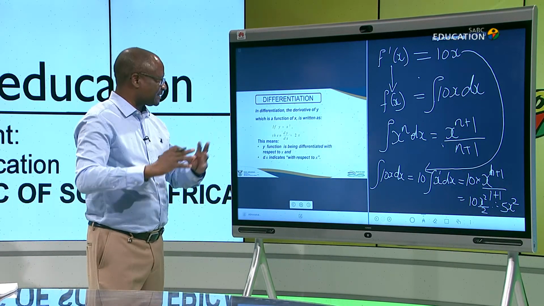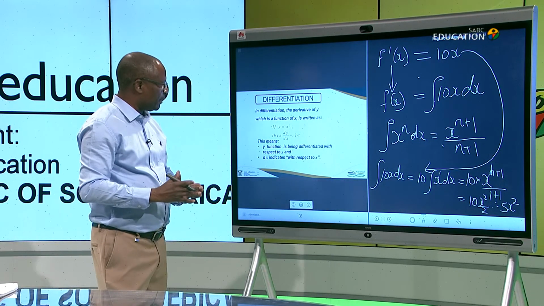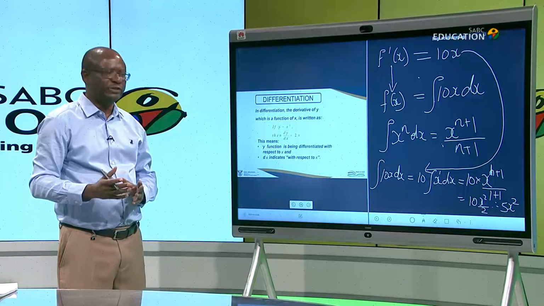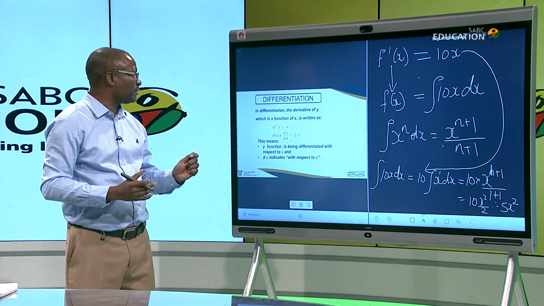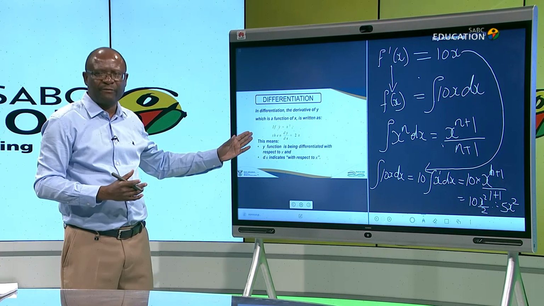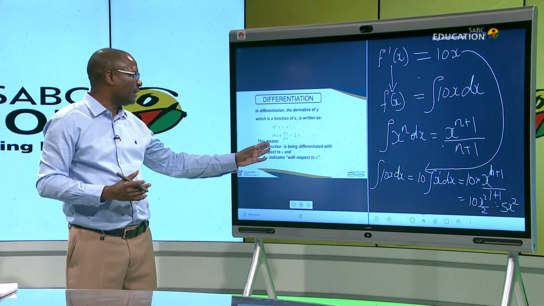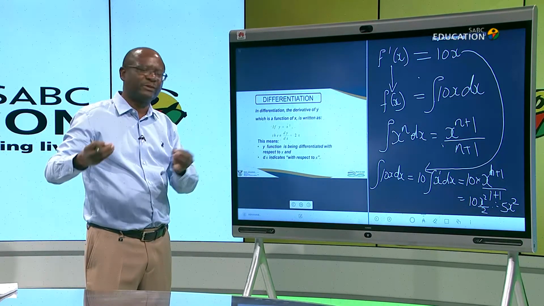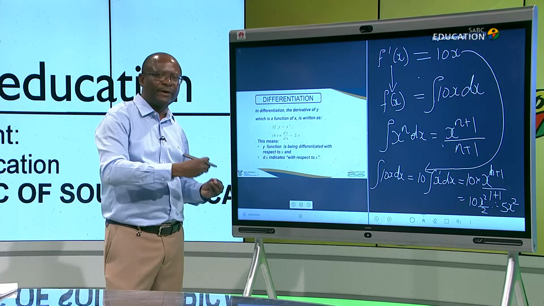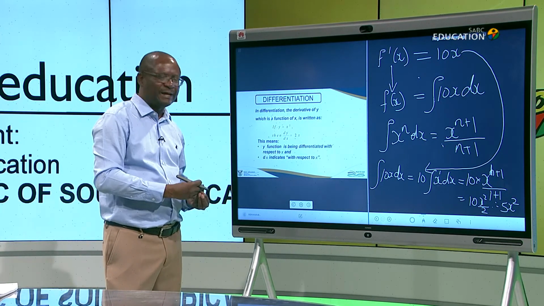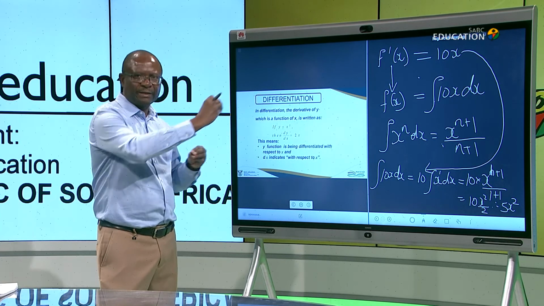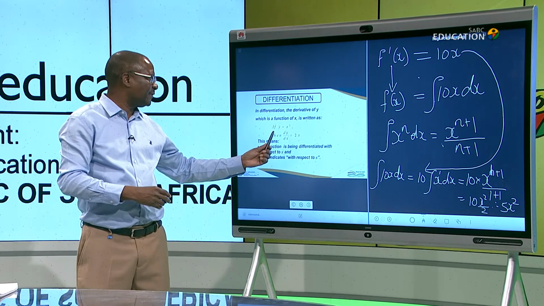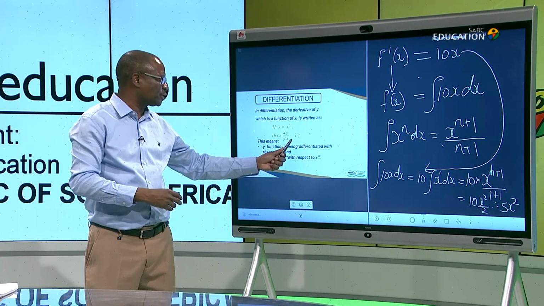Just a sort of revision of what we've done in terms of differentiation. We said in differentiation, if you are given y is equal to x squared, then its derivative, which can be written using different notations, but in this case I prefer to use dy by dx. If we apply that rule of differentiation that I explained earlier, the derivative of x squared will be equal to 2x.